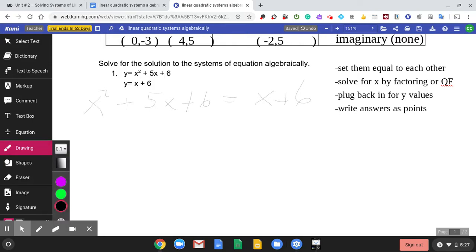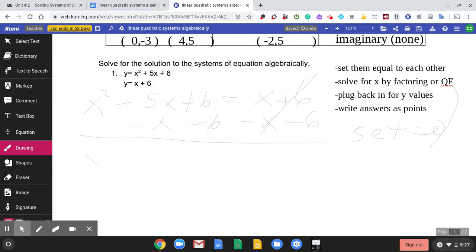All right. So what we want to do is get it equal to 0. So when we set them equal to 0, we're now going to use the zero product property. So we're going to set them equal to 0. I'm going to move this x over as a minus x. I'm going to move this 6 over as a minus 6. We now have a 0. Put a line, x squared. 5 minus 1 is 4. And that goes away. That becomes 0.